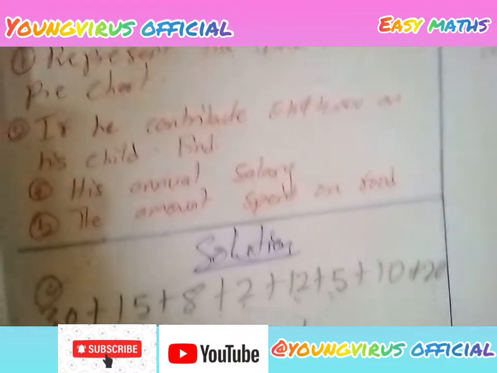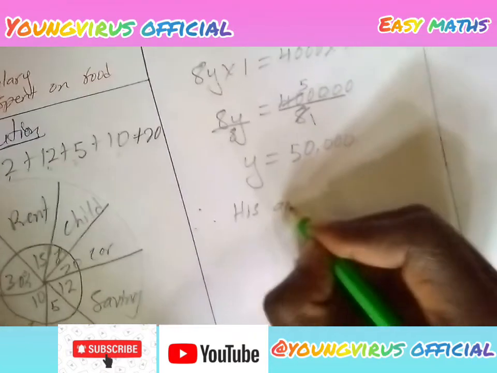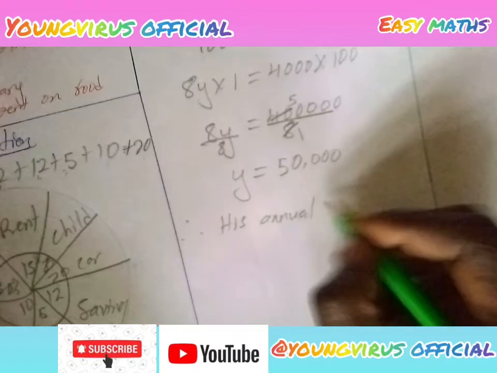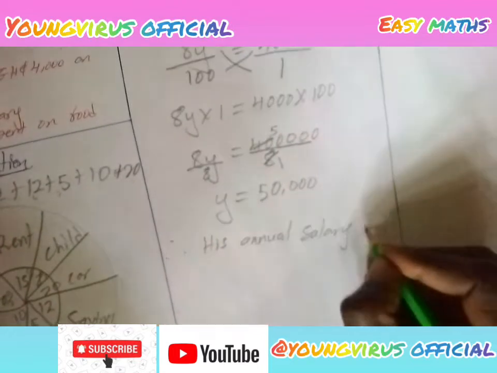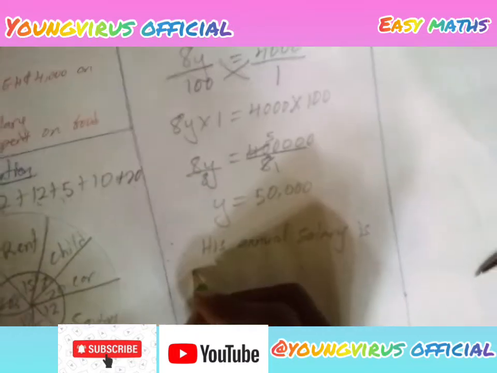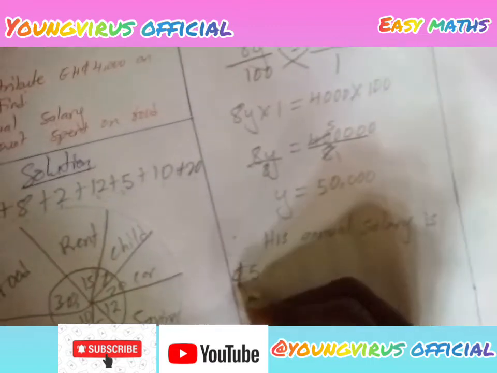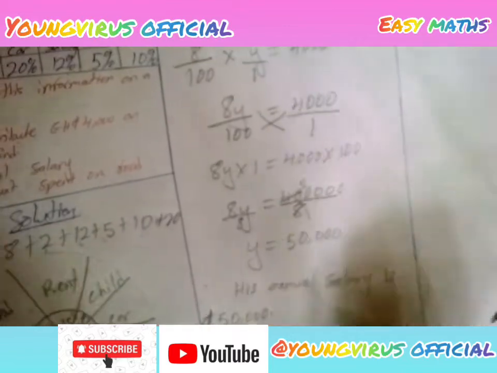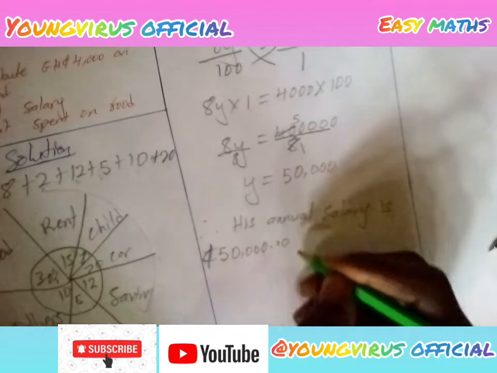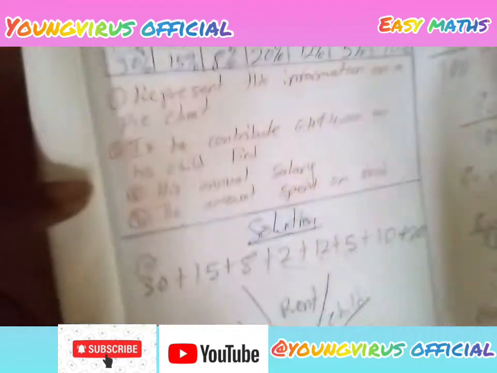So therefore, his annual salary is, because we have to bring our currency sign since we are dealing with money, 50,000.00. So that brings us to the end of question 2A.